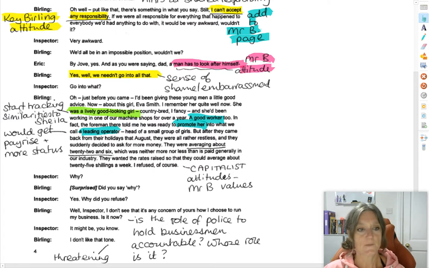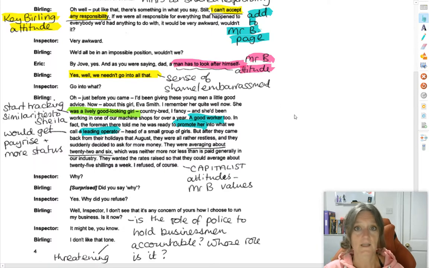The first thing is, I think it'd be really useful for you to start tracking similarities between Sheila and Eva Smith. Obviously, this has got nothing to do with today's learning question, but when we look at Sheila, and she'll be up next, there are lots and lots of similarities between Eva Smith and Sheila. And one of them is they're both pretty girls, good-looking girls.